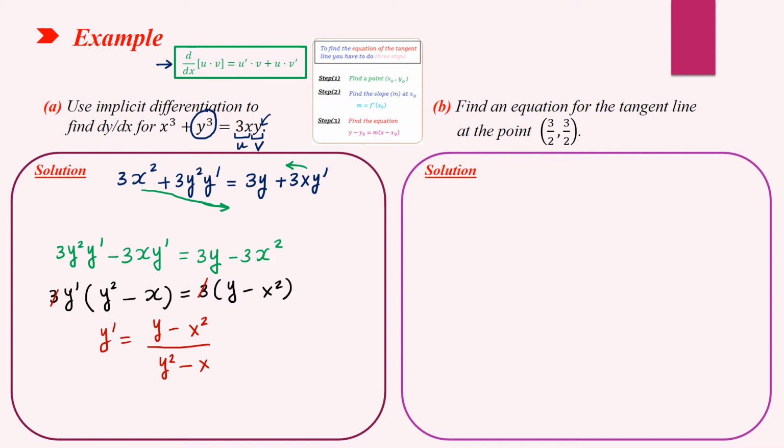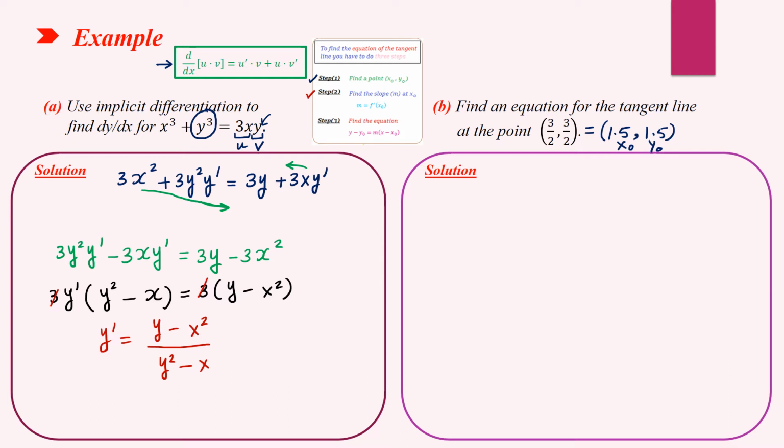In part B you have to find the equation of the tangent line, so you have to do 3 steps. The first step, you have to find a point x0, y0, and this point is given in the question. It's 3 over 2 and 3 over 2, so we can write it as 1.5, 1.5. This is x0 and this is y0. So this is our point. Now go to the next step. You have to find the slope at x0.